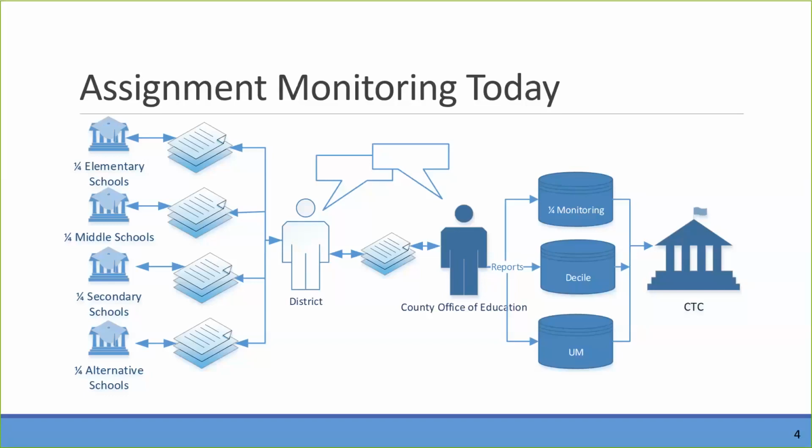And then the education code also requires that they do annual monitoring of what we call the lowest 3 decile schools. So previously, there was an academic performance index, and schools were ranked 1 through 10, with 1 being the lowest and 10 being the highest. And in that decile ranking, schools that were ranked in the lowest 3 deciles, 1, 2, and 3, had to be monitored for assignment monitoring annually. And that's still in the education code today. So even though the Academic Performance Index ended, we still have to do the monitoring of those decile schools.